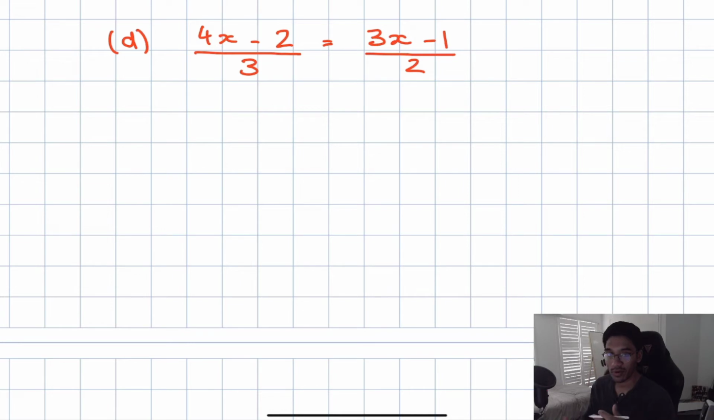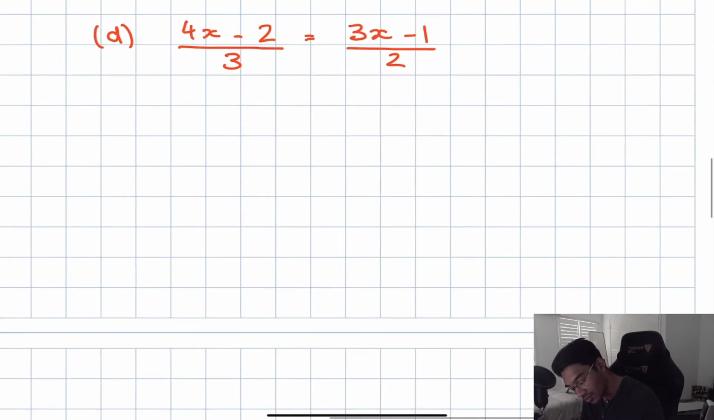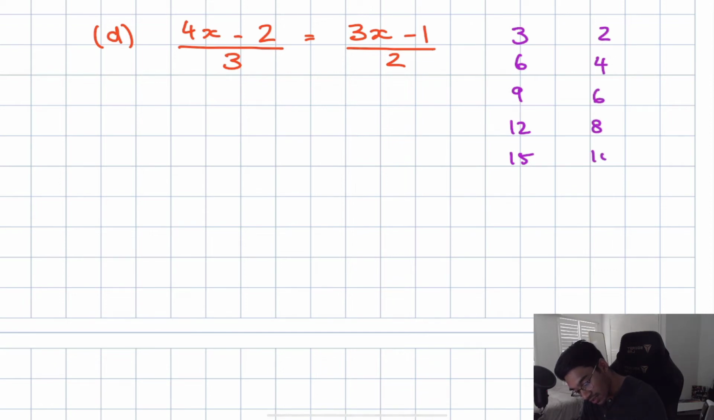So we can't get rid of it, right? We can't just times this one by 3, because then we're timesing this one by 3, and we're not getting rid of this denominator. So what we've got to do is something called the lowest common denominator. So essentially what you've got to do is write down the multiples of 3 and 2. So the multiples of 3 are 3, 6, 9, 12, 15. I'll stop there. And then I'm going to do the multiples of 2. 2, 4, 6, 8, 10, and I'll stop there.